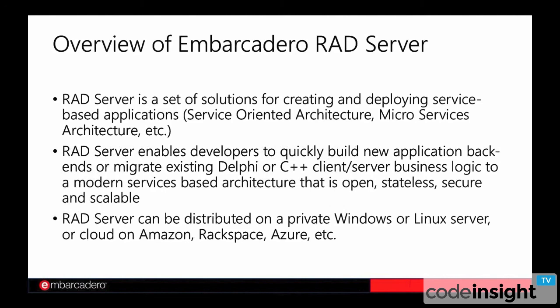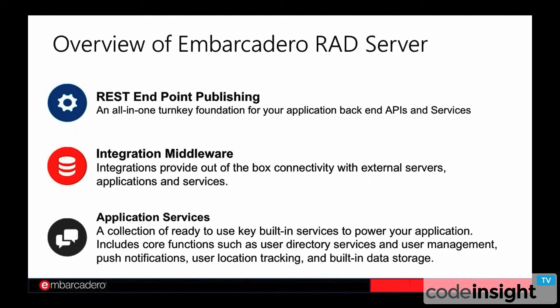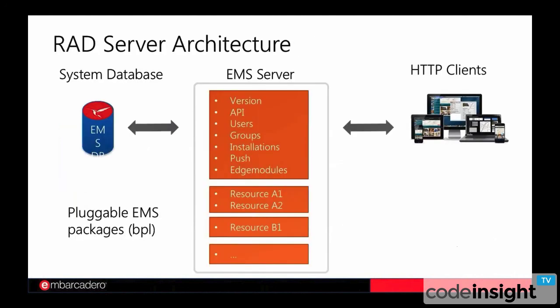So this is an overview of the features we have in RAD Server. You have the REST endpoint publishing, that allows you to create your BPLs, your code, and publish these methods and functions as a REST API. You have an integration middle layer, so you can connect external services and serve this data to your users using standard REST APIs. As well, some built-in application services like user management, push notifications, user location tracking, and more. So this is a conceptual vision of what RAD Server is.